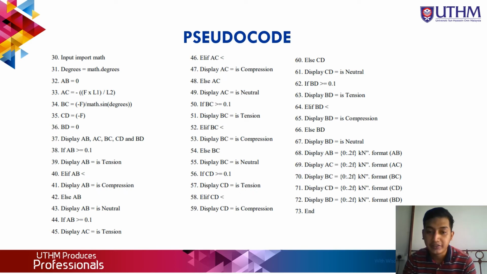After all of that is done, we need to display AB, AC, BC, CD, and BD. And that's the end of the video code. Thank you.